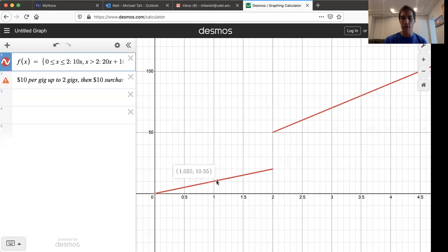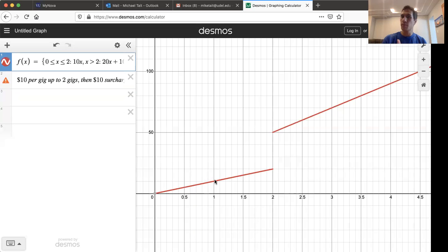So you might ask some of your friends, how much data did you use? One person says, oh, I used close to 1 GB, it was a little less than 1 GB. Another person says, oh, I used close to 1 GB, and it was a little bit more than 1 GB. And both of them say, I paid about $10.